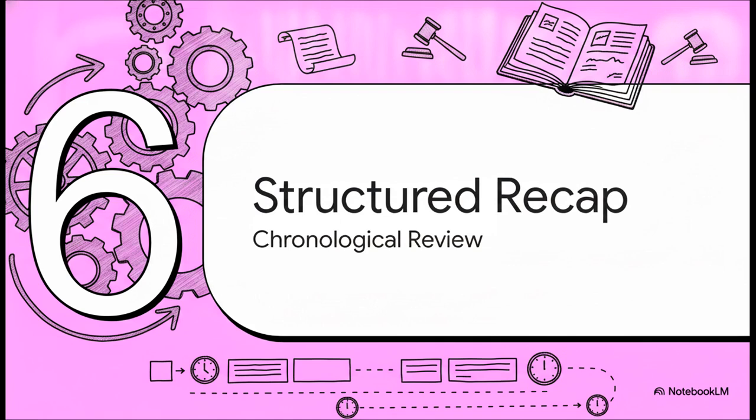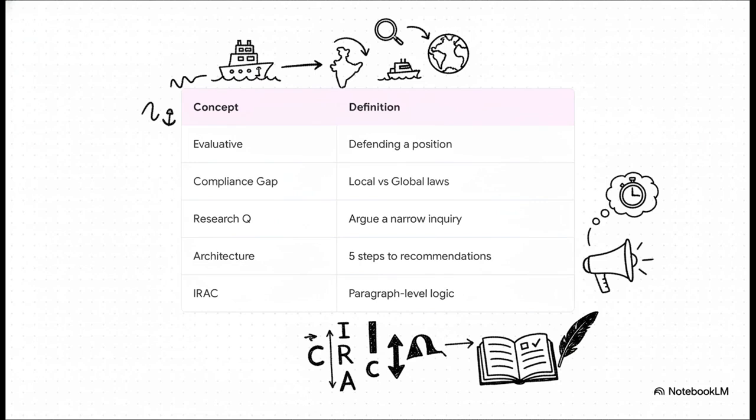Okay, Section 6, a comprehensive, structured recap. Let's patiently read through this to lock all this knowledge into your memory in the exact teaching order we used today. First, we learned that an evaluative argument means defending a position, not just describing one, just like our UNCLOS Article X example. Second, we explored the compliance gap, which is measuring local laws against global ones, like comparing India's Ship Recycling Act to the Hong Kong Convention. Third, we defined the research question as a narrow, arguable inquiry, like that BBNJ ratification timing we talked about. Fourth, we built the chapter architecture, moving through 5 distinct steps that have to culminate in highly actionable recommendations.